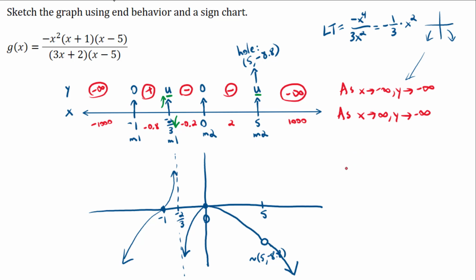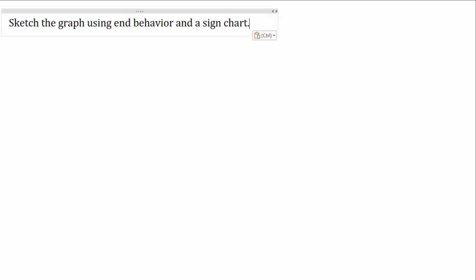Let's do some more examples where I won't walk through everything in the calculator. And we're still going to sketch the graph using end behavior and the sign chart. In this case, we'll look at the function f of x equals the fraction where the numerator is 3x cubed minus x squared, and the denominator is 2x plus 1.